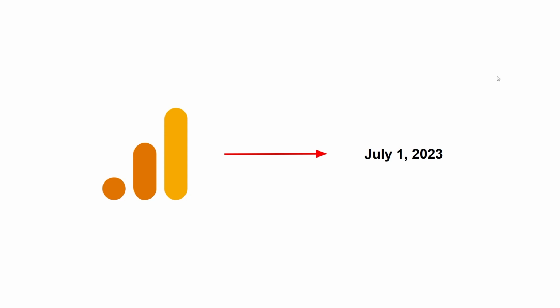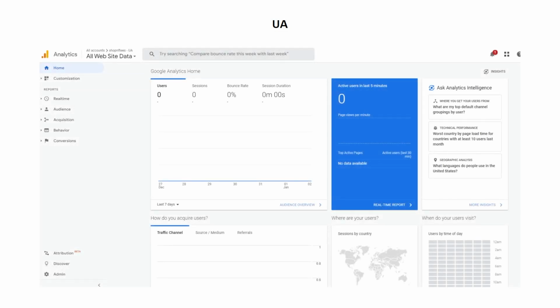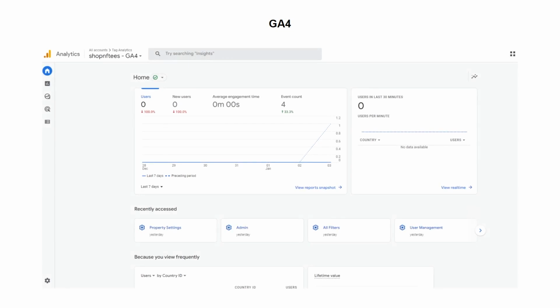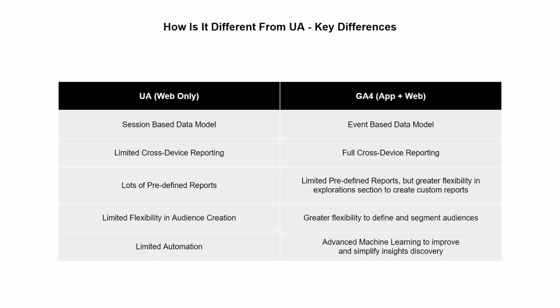Now you must be wondering, how is it different from UA? First of all, GA4 is built on a completely new architecture, and you can see that here. This is the old UA interface, and this is the new GA4 interface. But we'll discuss this in detail in the upcoming videos. As you know, UA is a web-only platform, and GA4 is a combination of both web and app, but there are many other key differences between these platforms as well.